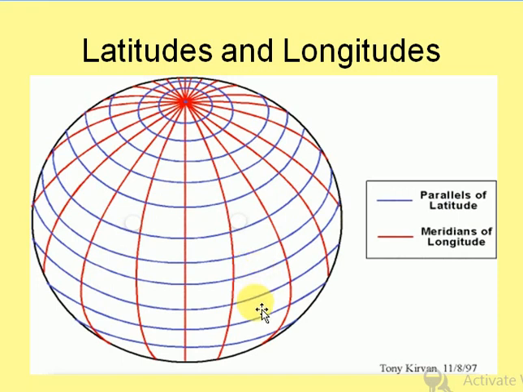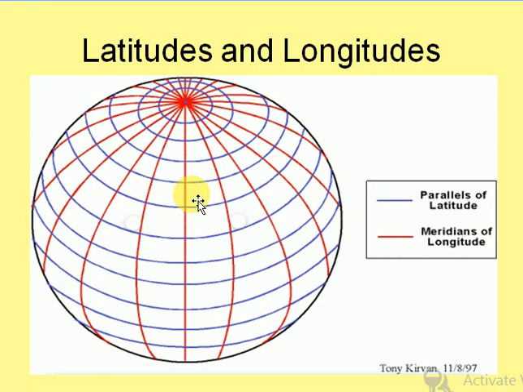The north-south lines are known as meridians of longitude, and they extend from the North Pole to the South Pole. All meridians are halves of a great circle. We have already discussed great circles in our previous module, so go through that video.